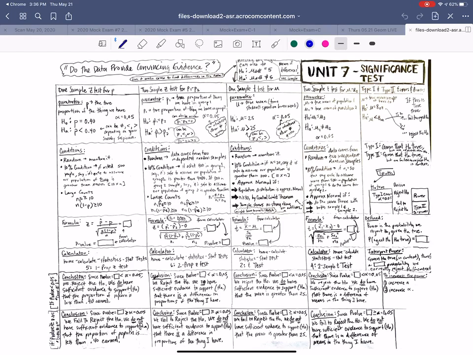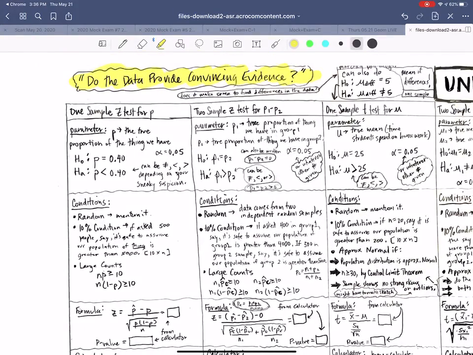If you see here, we need this piece of paper, Unit 7, if and when they ask the question, does the data provide convincing evidence of something? So that's when we want to do this piece of paper. Another thing that would tell us we need this piece of paper is if they talk about the null hypothesis, or if they ask you to state the null and the alternate hypothesis, then you know, oh, I'm pulling up this piece of paper.